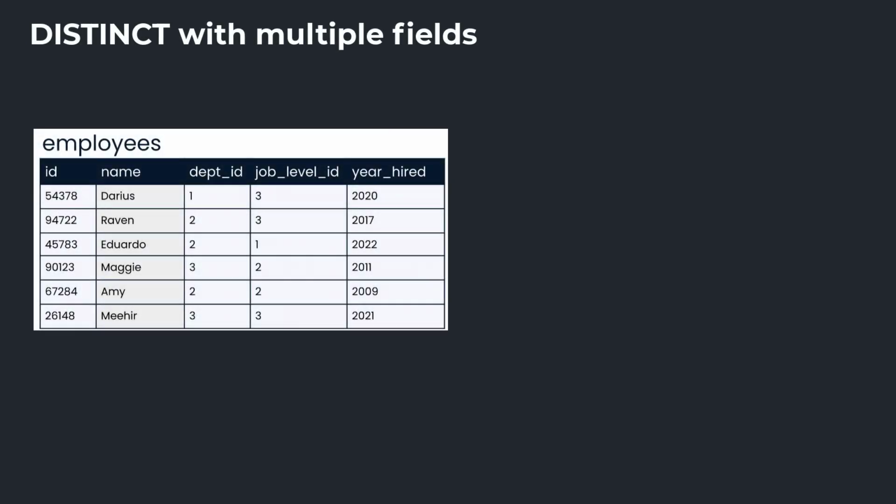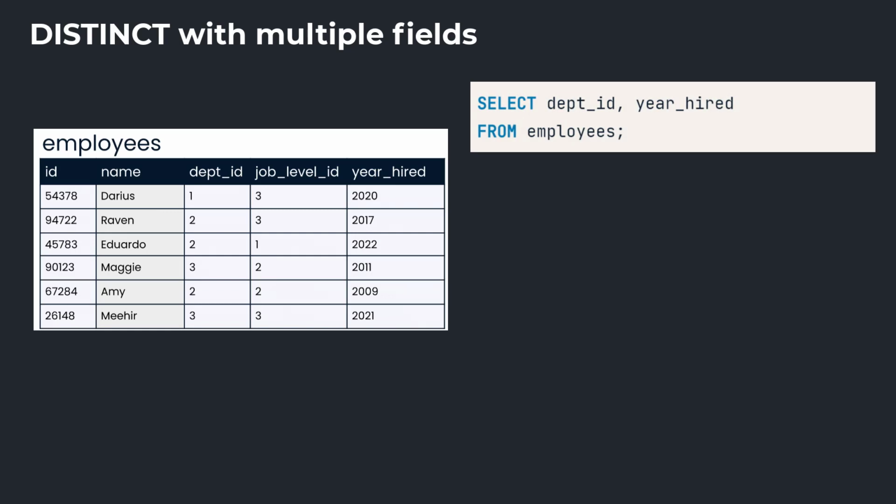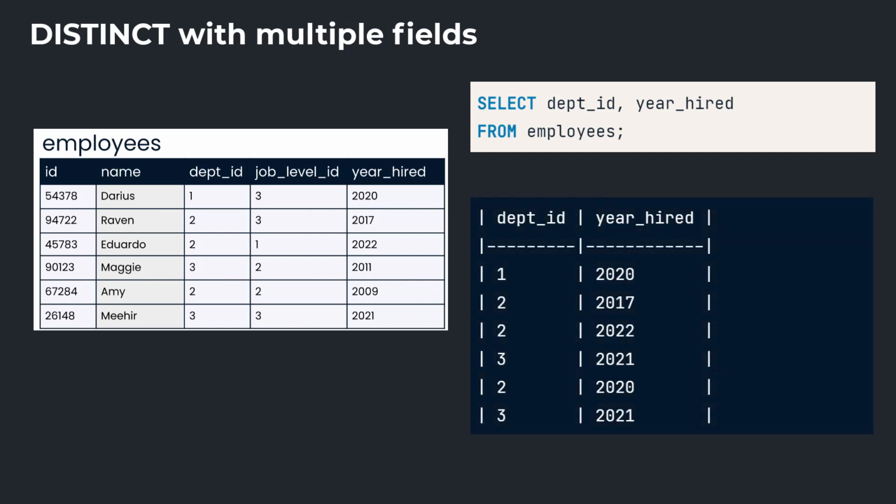It's possible to return the unique combinations of multiple field values by listing multiple fields after the DISTINCT keyword. Take a look at the employees table. Perhaps we'd like to know the years that different departments hired employees. We could use this SQL query to look at this information, selecting the Dept ID and year hired from the employees table. Looking at the results, we see that Department 3 hired 2 employees in 2021.